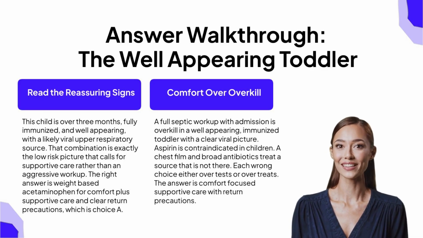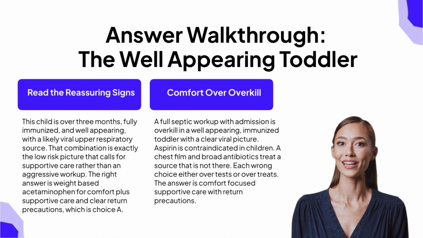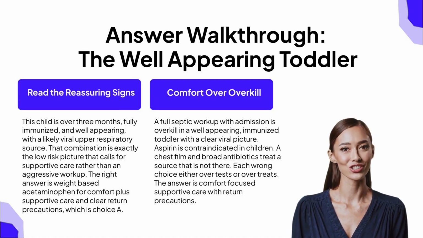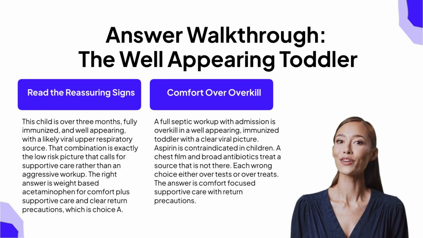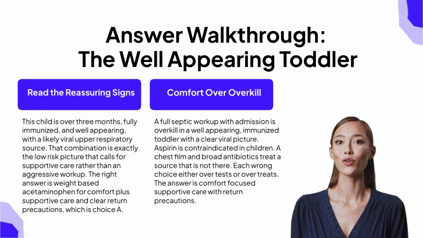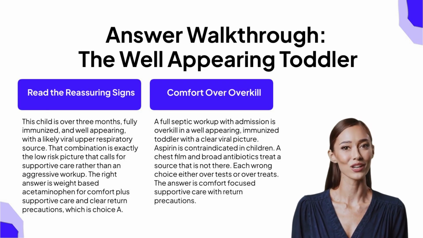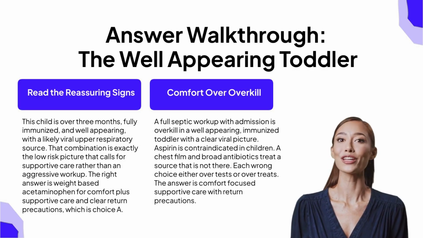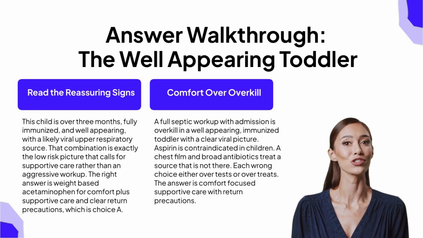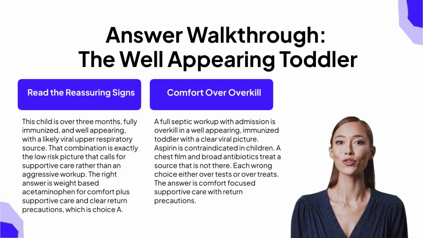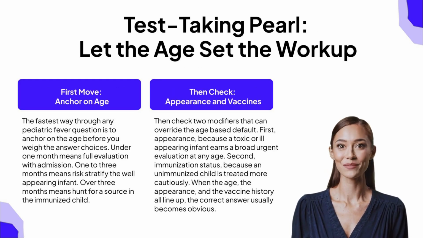Now eliminate the rest. A full blood, urine, and spinal fluid workup with admission is overkill in a well-appearing, immunized toddler with an obvious viral cause. Aspirin is contraindicated in children because of the risk of liver and brain injury. A chest film and broad-spectrum antibiotics chase a bacterial source that simply is not there. Each wrong choice either over-tests or over-treats. The answer is comfort-focused supportive care with return precautions.